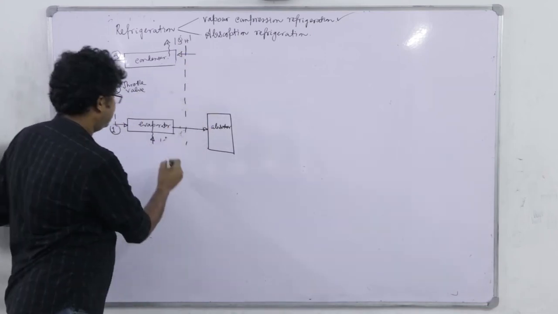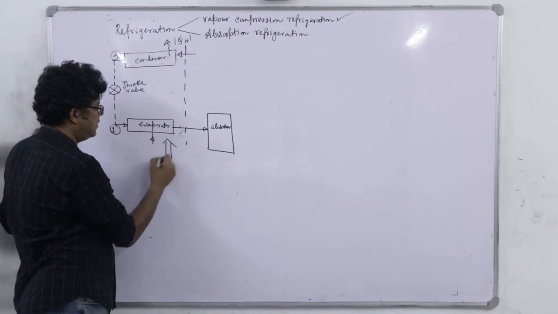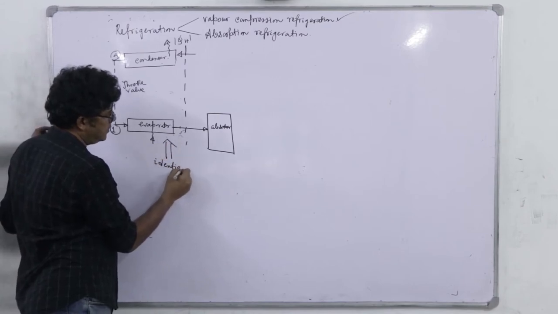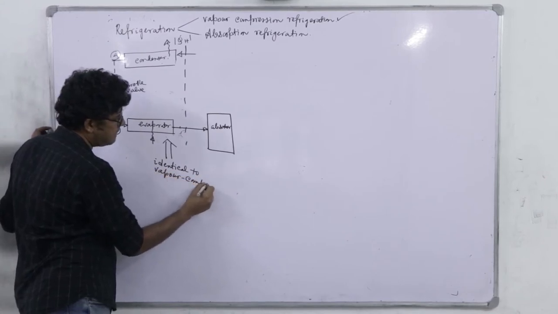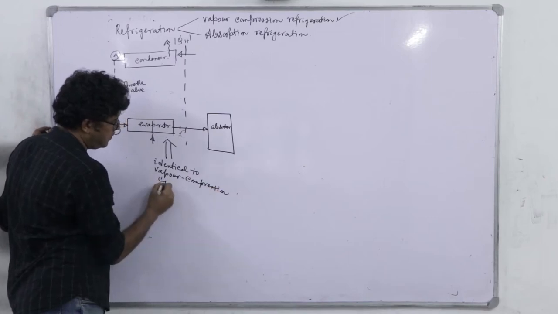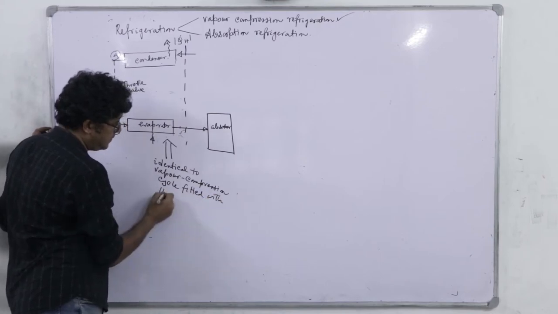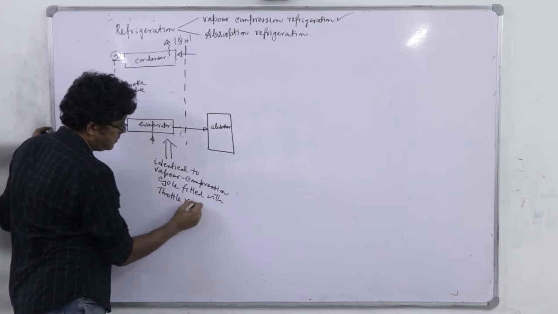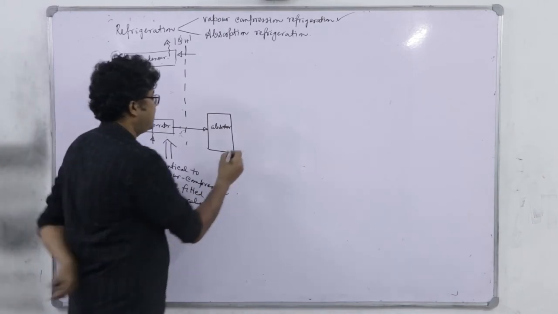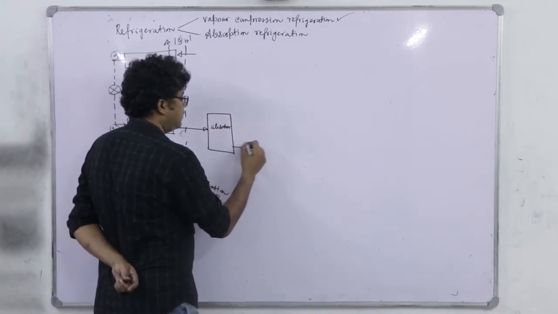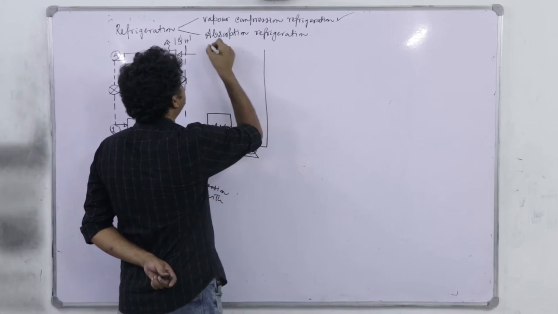So, the left hand side is identical to the vapor compression cycle fitted with throttle valve. So instead of a compressor, now we are absorbing it at low pressure. Next, we pump it and feed it to the regenerator.